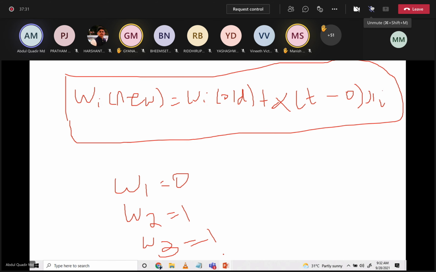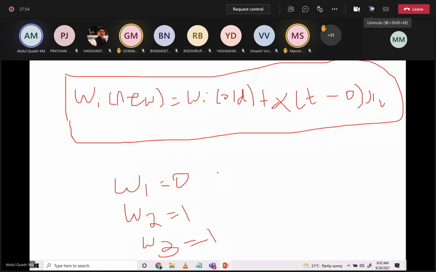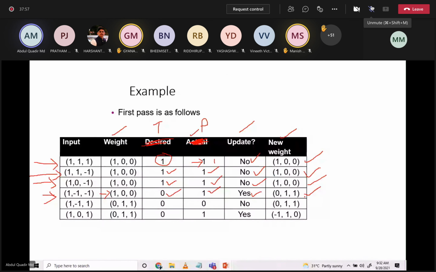Okay, students, now let's go back to the table. So what did we do? Can you see, students? Input was given as 1, minus 1, 1. The weights were supplied as 1, 0, 0. There was a mismatch, so we need to update the weights. And the latest updated weights are 0, 1 and 1. Is this clear? Yes, sir.